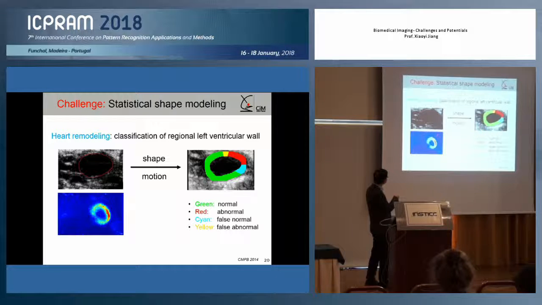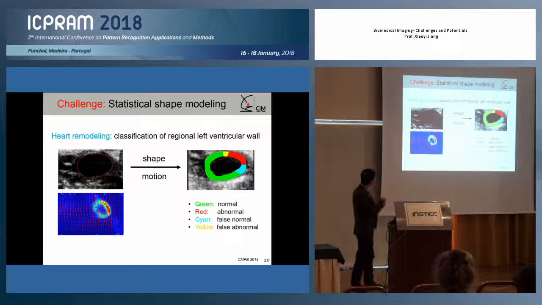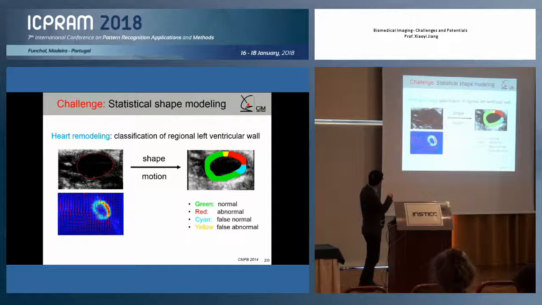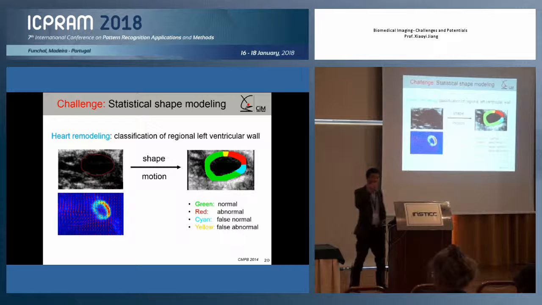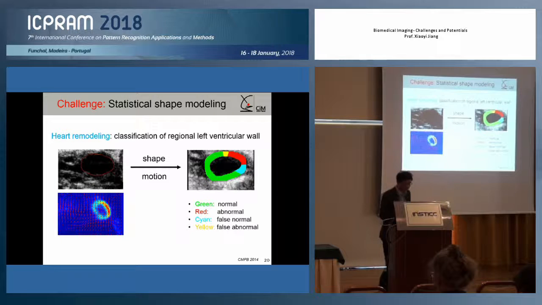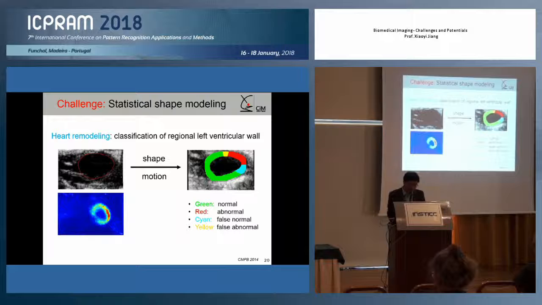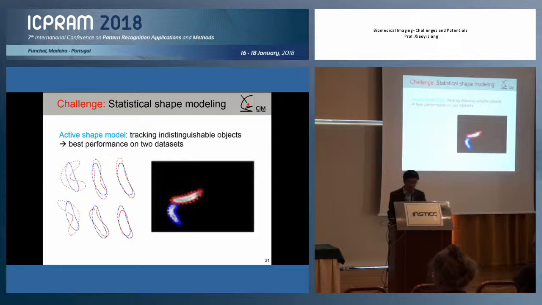And based on this shape information and motion information, we could do a classification of the so-called heart remodeling, which segment is healthy, which segment is not healthy. But the issue here is not the classification, but the segmentation. We do need a statistical model of the heart for this segmentation problem.